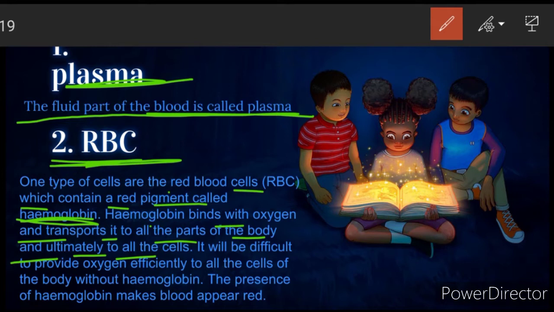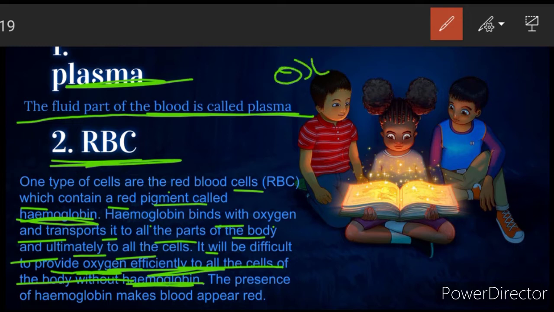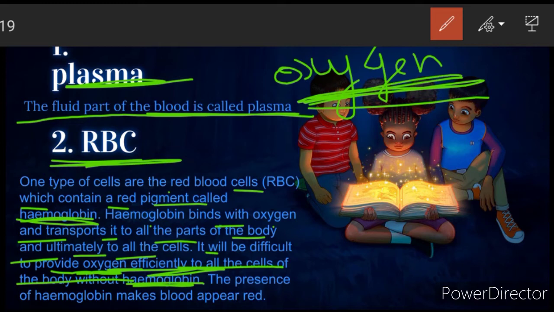It will be difficult to provide oxygen efficiently to all the cells of the body without hemoglobin. Hemoglobin is transporting oxygen to all the parts of the body and ultimately to all the cells as well. Without oxygen we cannot live, and without hemoglobin also we cannot live, because even if we are inhaling oxygen, what will be the use of it if we cannot utilize it?